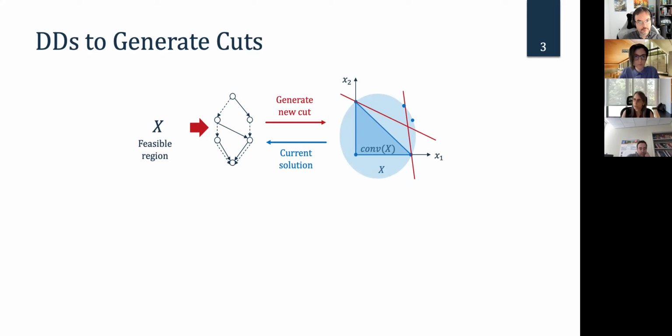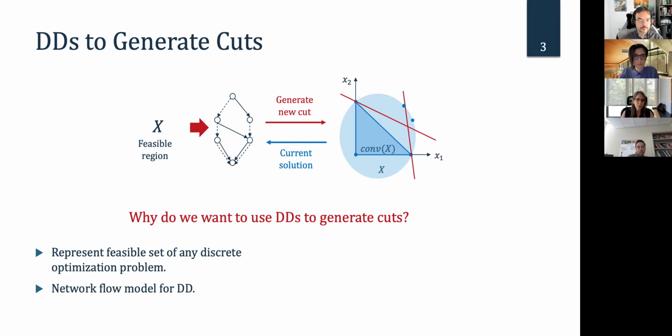So how can we actually solve a problem using cut generation? And the question is, why do we want to use decision diagrams to generate these cuts instead of other procedures? Well, the two main reasons are: first, we can represent the feasible set of any discrete optimization problem using decision diagrams.